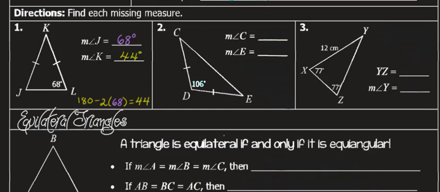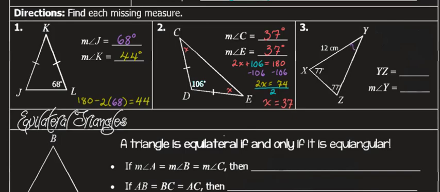Example 2. Let's label the unknown angles with a variable. Use the triangle sum theorem. 2x plus 106 equals 180. Subtract 106 from both sides. 2x equals 74. Divide by 2. X equals 37 degrees. The base angles are equal to 37 degrees.